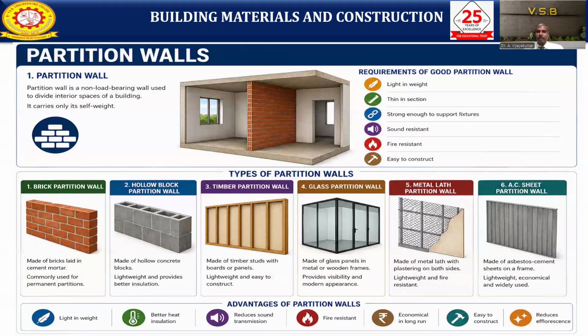The other type of wall is the partition wall. We need to part, to divide the space with a wall, so we make it as one structure. That we call the partition wall. A partition wall is a non-load bearing wall. This type of wall won't take load. It is used to divide interior spaces in buildings. It carries only its self weight. It won't take much live load.